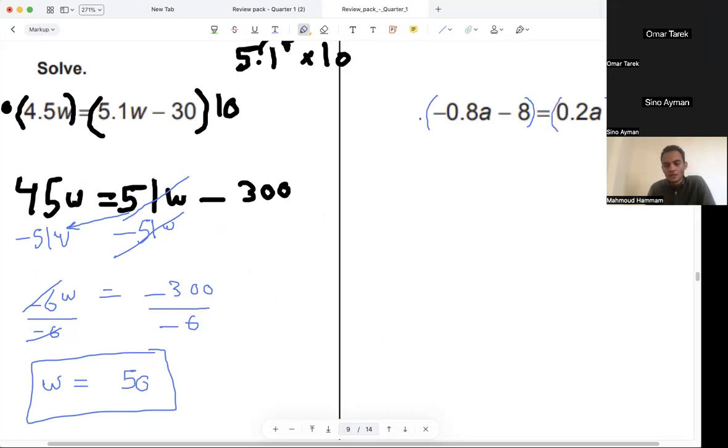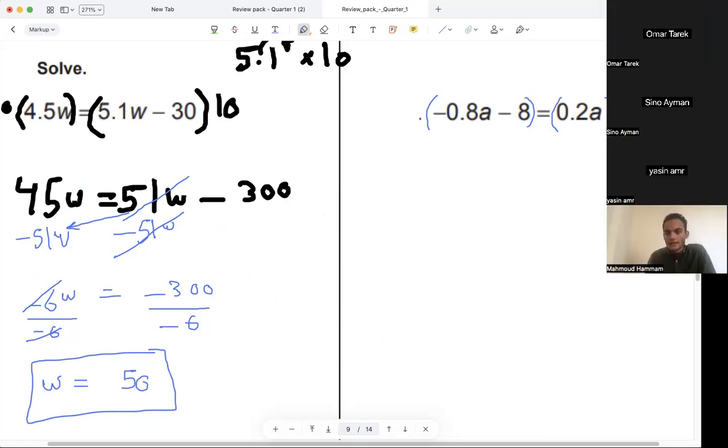So multiply by? I think I'll need to multiply by 10. Excellent. Multiply by 10 on the right, multiply by 10 on the left. How do we know, Adham? Because we want to move the decimal point one step to the right. So 10 times negative 0.8, and also 10 times 0.2.